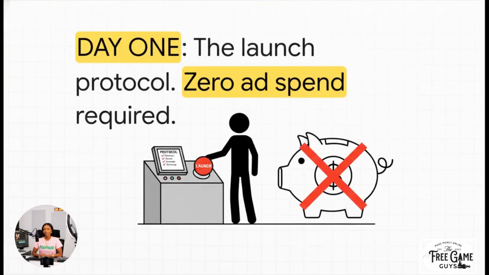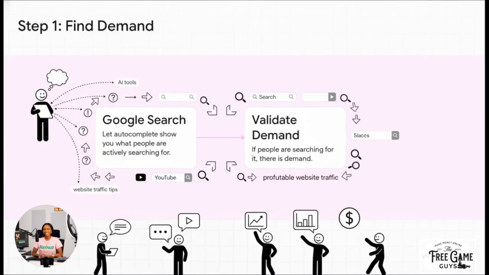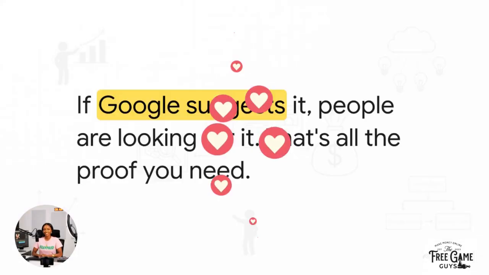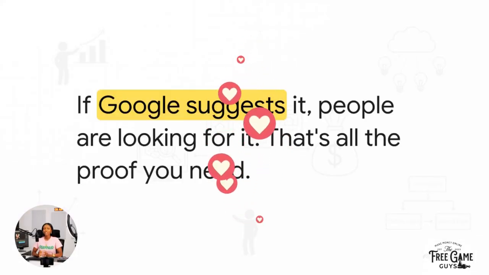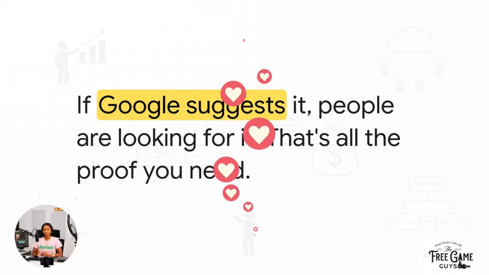Okay, enough theory. Here's your day 1 launch protocol. And yeah, 0 ad spend. Step 1, use autocomplete. Just start typing into Google and see what it suggests. That's it. If it pops up, there's real demand. The hard work is done for you.